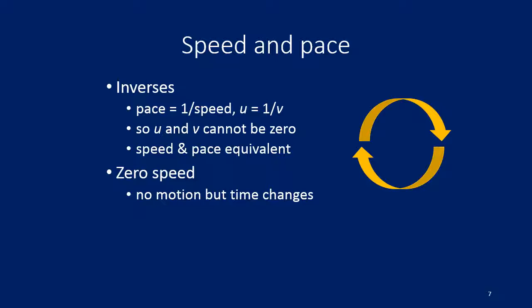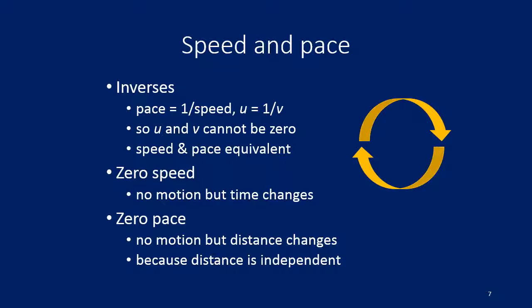What if the speed is 0? Well, that means there's no motion, but the time continues to change. Now, what if you have a 0 pace? Well, again, there's no motion, but the distance changes. Well, this is because distance is independent, so it changes on its own. The track length is the track length. It's a difference, and it's independent of whether there's motion or not.